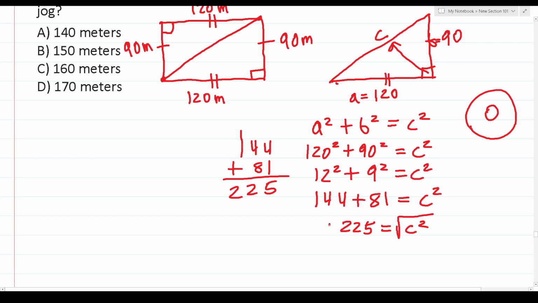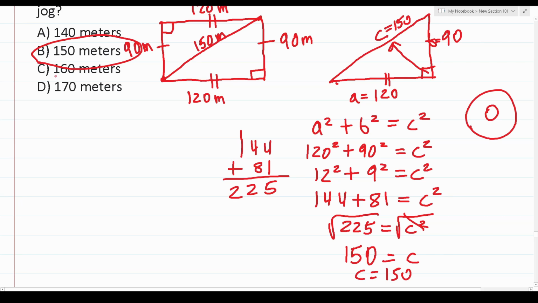Take the square root of both sides. This crosses out, leaving you with just C on this side. The square root of 225 is 15. That said, we have to tack on our 0 again. So we can see C is 150. That means the hypotenuse is 150, and the hypotenuse is the same distance that the players had to jog. So we know that is going to be 150 meters, which is answer choice B.